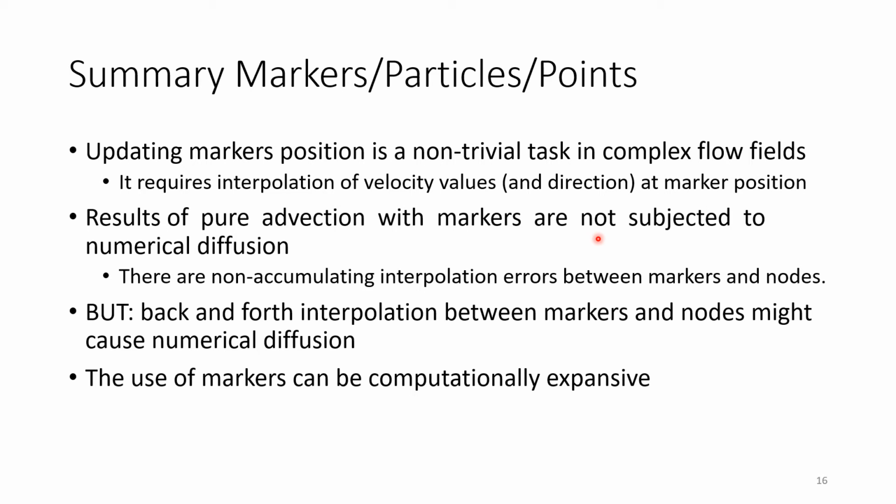Also, you have to update your marker's position, right? So you have to estimate the flow velocity at the marker position, which might also require some interpolation, right? And also consider if you really have this back and forth interpolation. As I said, you're solving the diffusive term on your Eulerian grid and then updating back the tracer concentrations on the points. This then again might cause numerical diffusion.